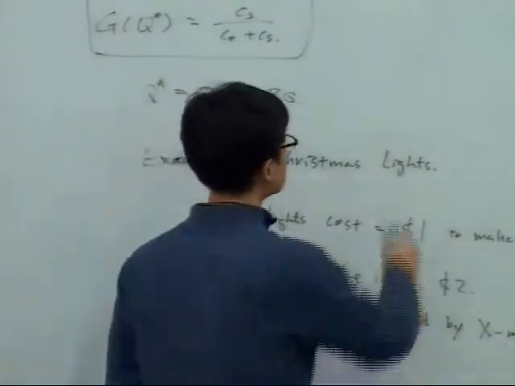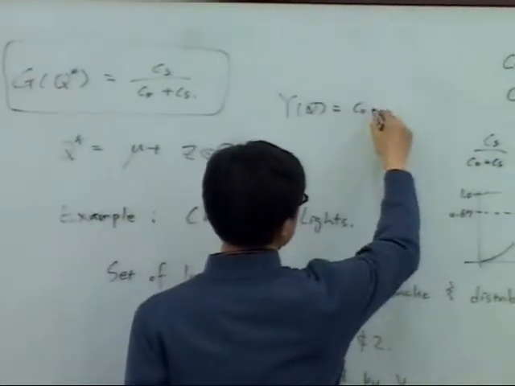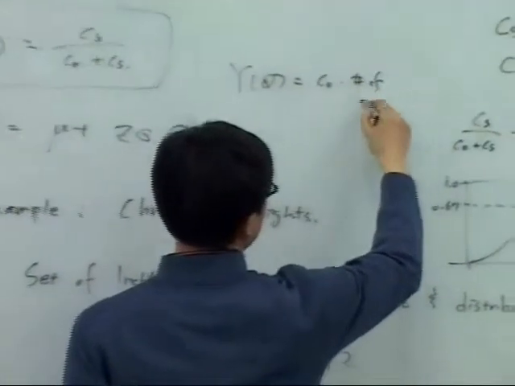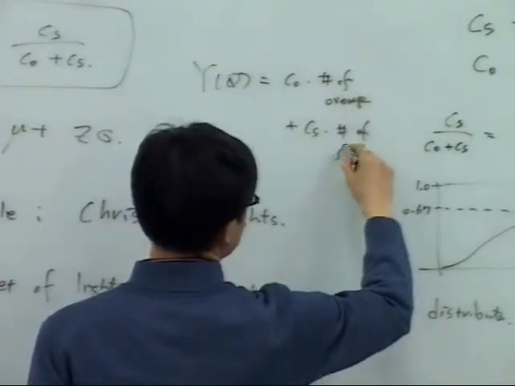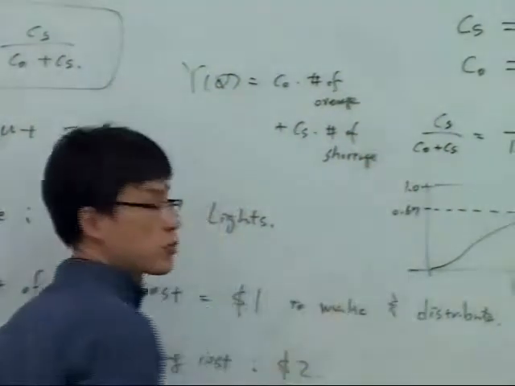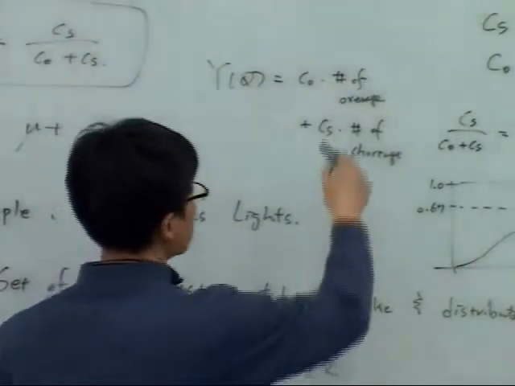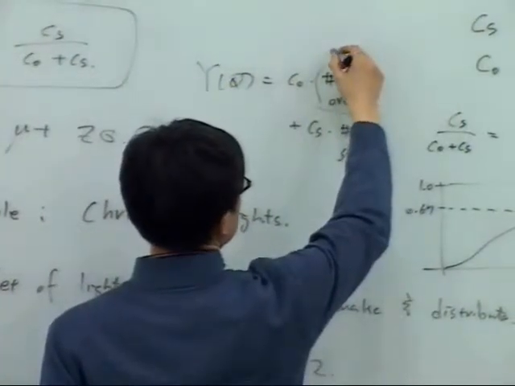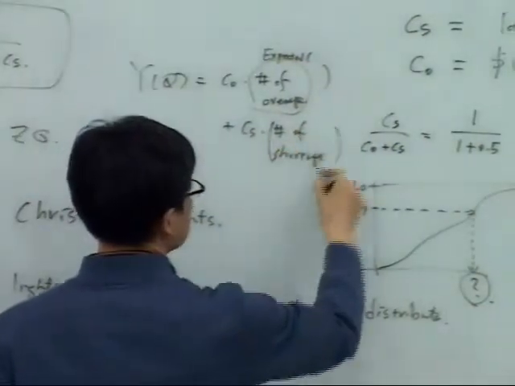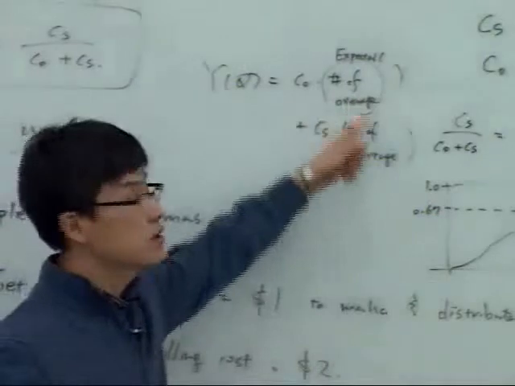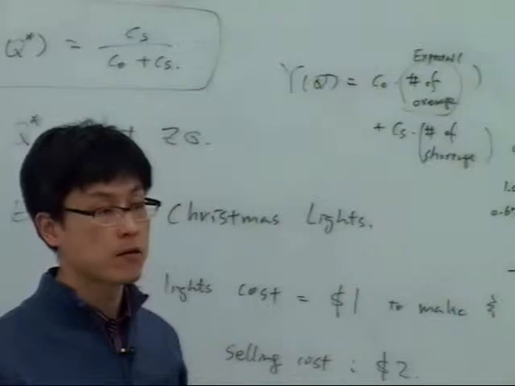But what we did is we assumed that the cost is CO times the number of overage plus CS times the number of shortage. Virtually this is impossible. However, what we did, because we set the expected value operator here, expected value over here, because the demand is a random variable. Okay?